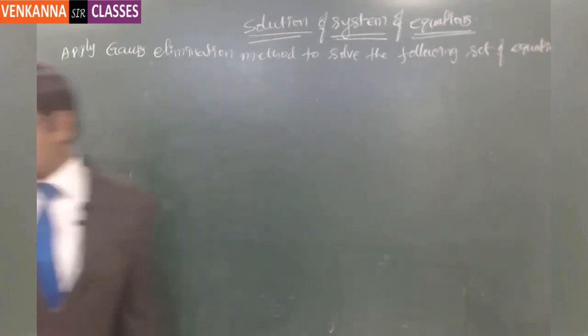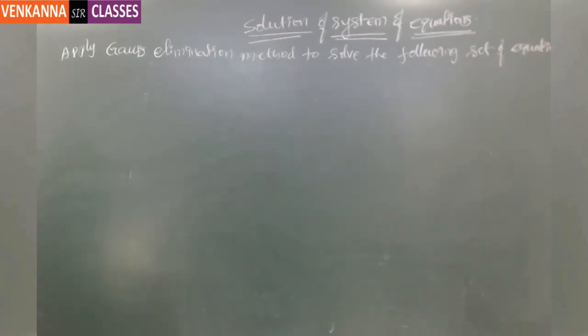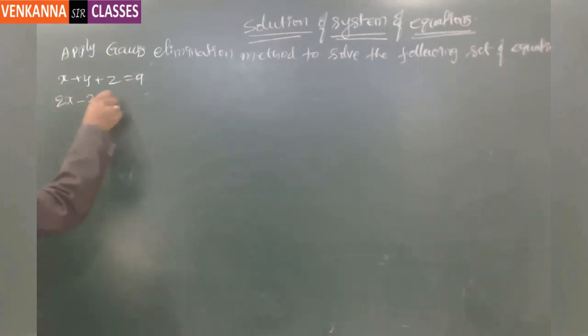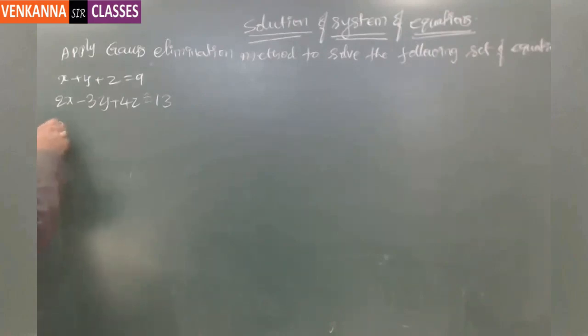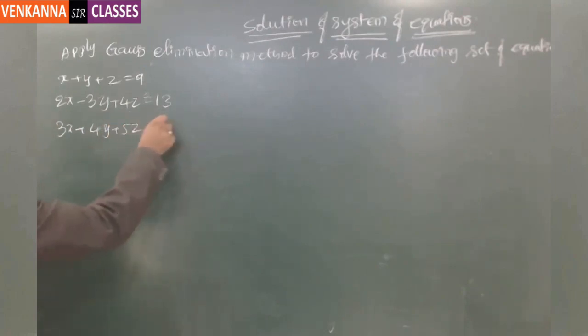So this set of equations are x plus y plus z is equal to 9, and the second one is 2x minus 3y plus 4z equal to 13. And the next one is 3x plus 4y plus 5z equal to 40. So this is the set of equations.